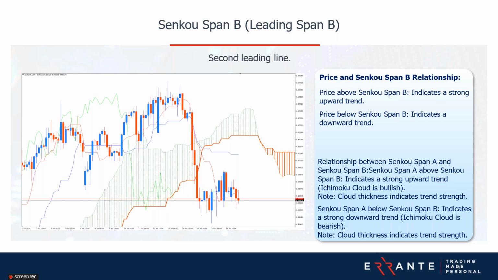Another situation is when Senkou Span A is below Senkou Span B, which means the Kumo ahead is almost in red instead of green, as we have here, like this, okay? When we have this situation, it means the Ichimoku cloud is bearish, indicating a strong downward trend. And this situation is usually considered a strong sell signal. The thickness of the cloud in this scenario indicates the strength of the downward trend. The thicker the cloud, the stronger the trend.